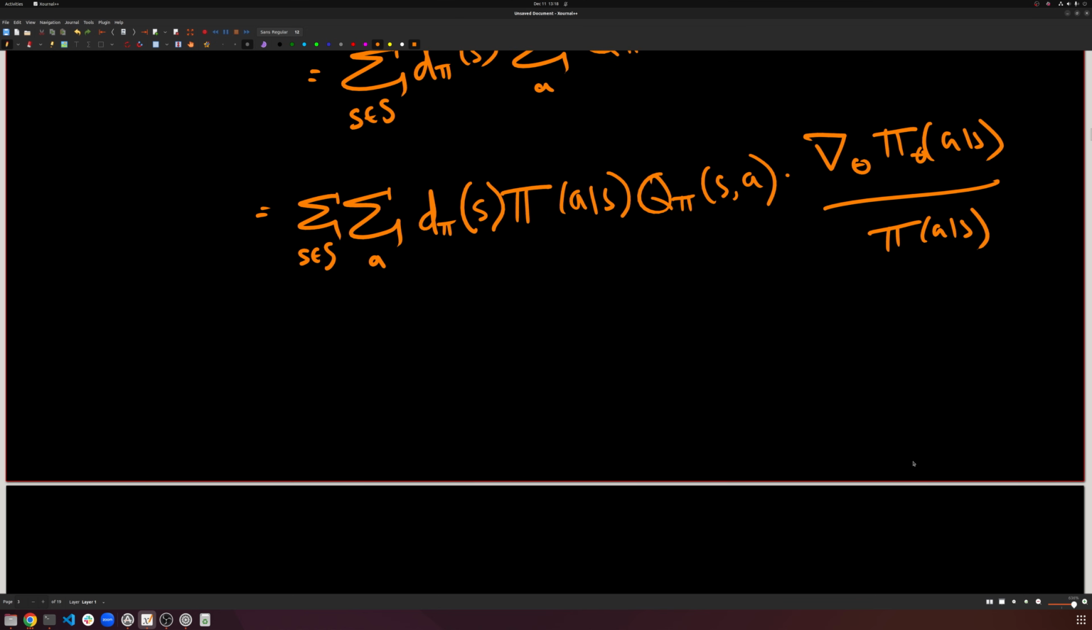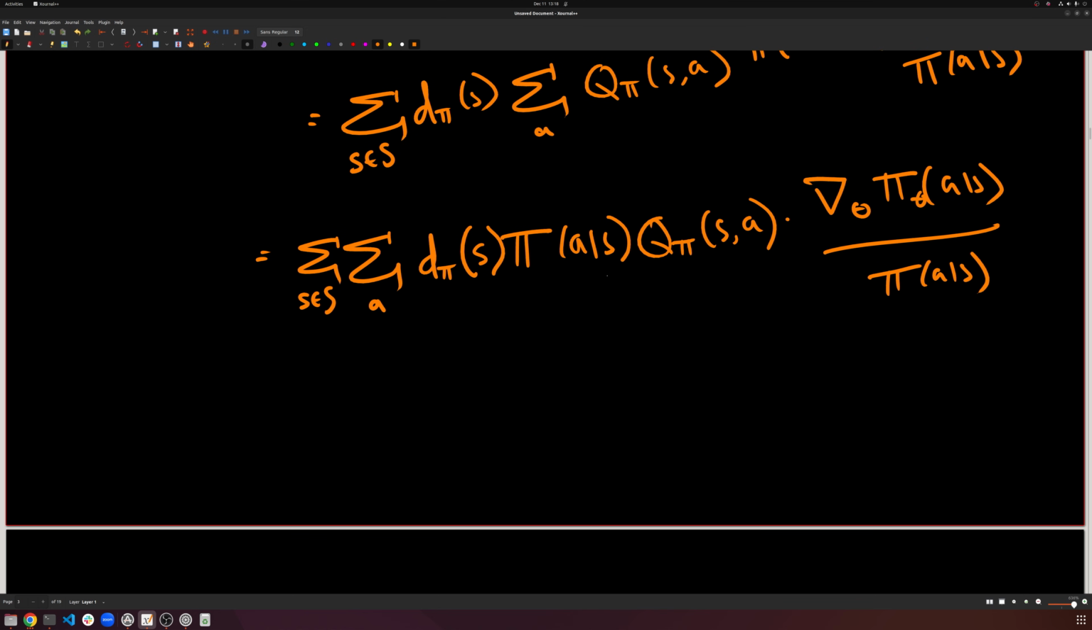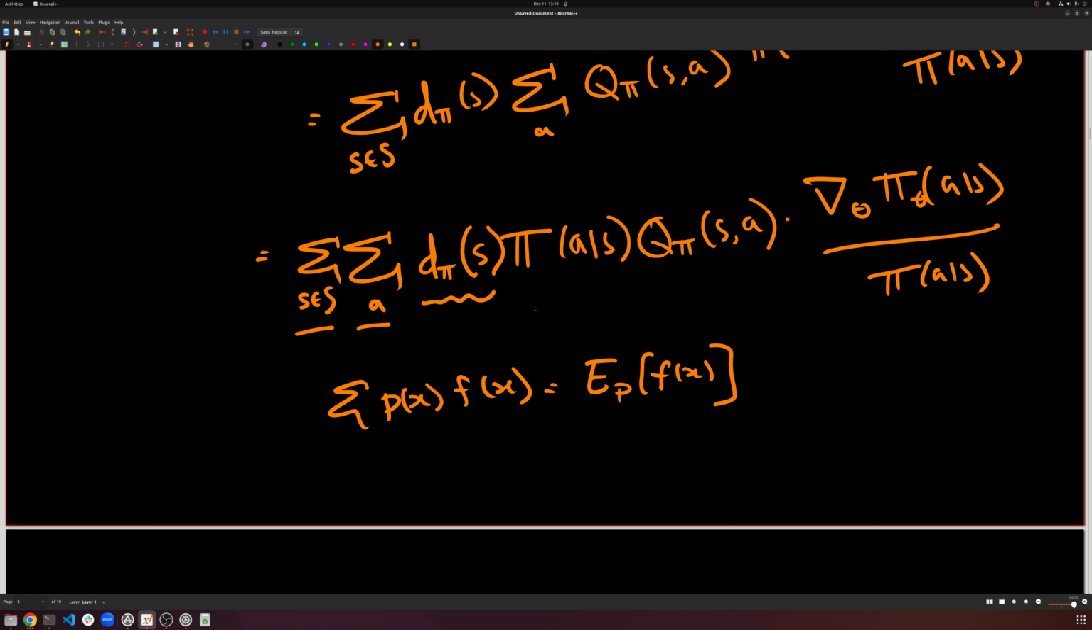There we go. And what does this look like to you? Let's remind ourselves of expected values. If we do the sum of the probability of x times f of x, that's the same as writing the expectation over p of f of x. That's our expected value formula. Well, we don't have one sum here, we have two of them: a sum over s and a sum over a. We have the distribution over our states, and we also have the distribution over the actions for that specific state.